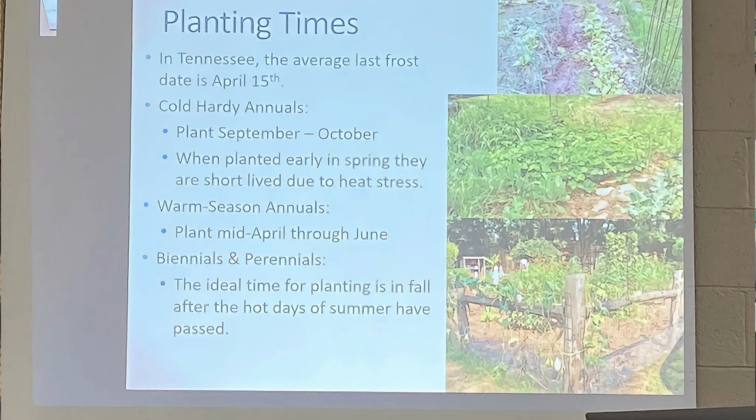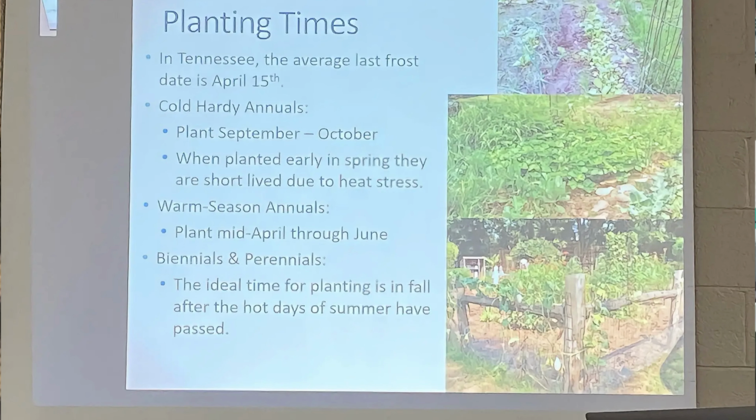Planting times. In Tennessee, the average last frost date is April 15th. I always wait until around Mother's Day, which is in May. And then cold hardy annuals are planted in September and October.